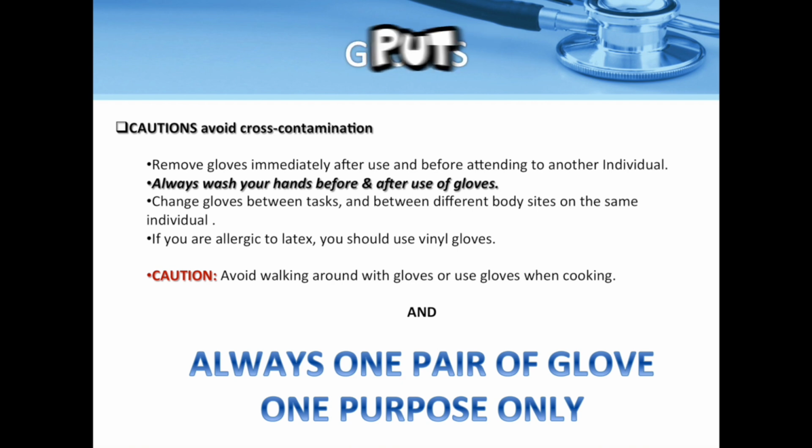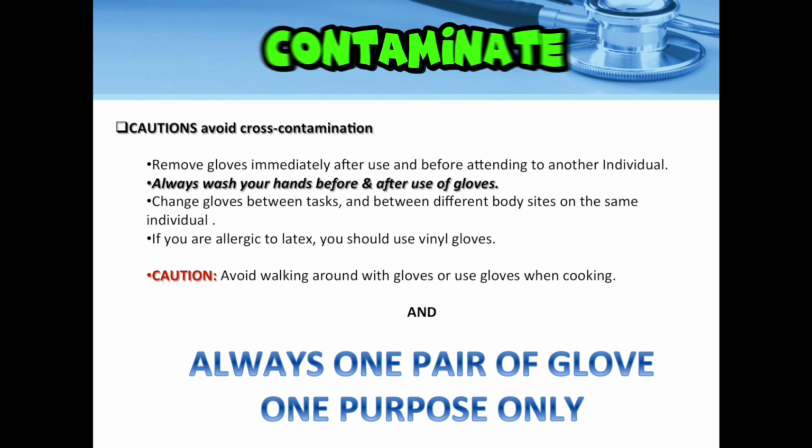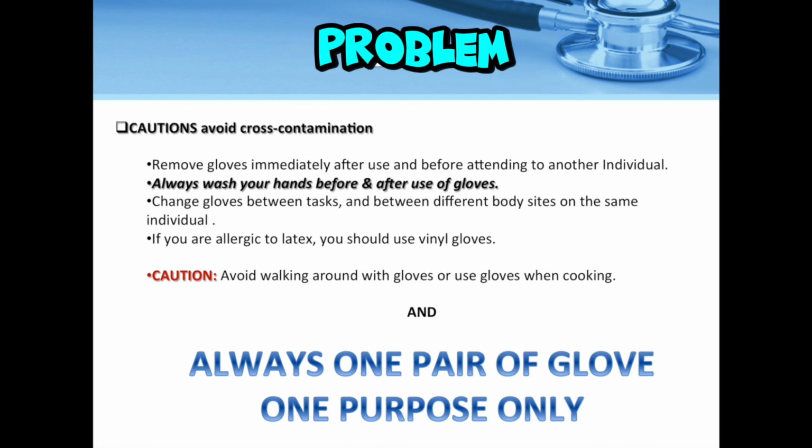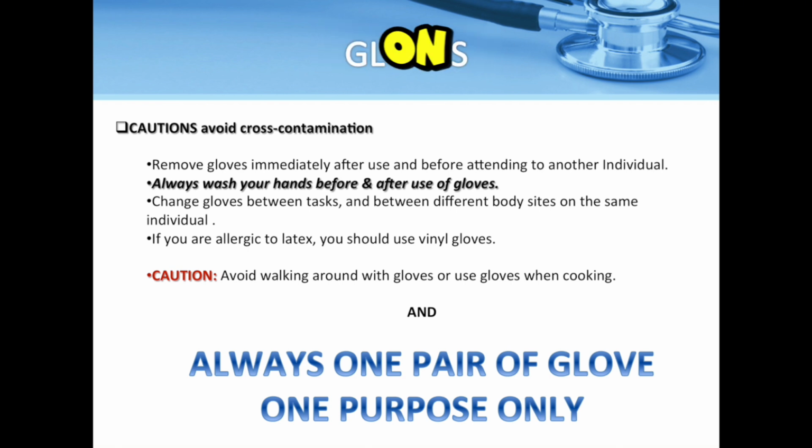That's why some people put a bag or trash can nearby to help them remove gloves quickly and put another on so that they don't contaminate themselves or somebody else. If you are allergic to latex gloves, you might want to use vinyl, and I think that's what most of the group homes use, so you shouldn't have any problem. And avoid walking around with gloves on your hands or cooking with gloves on your hands. And always, always wear one pair of gloves for one purpose only.